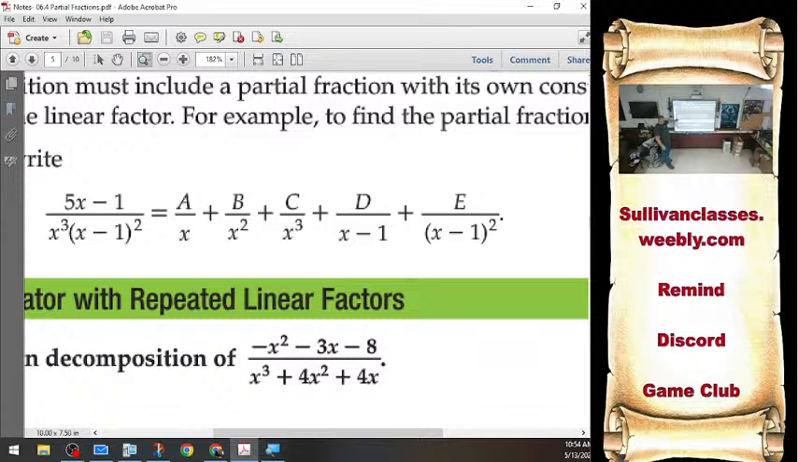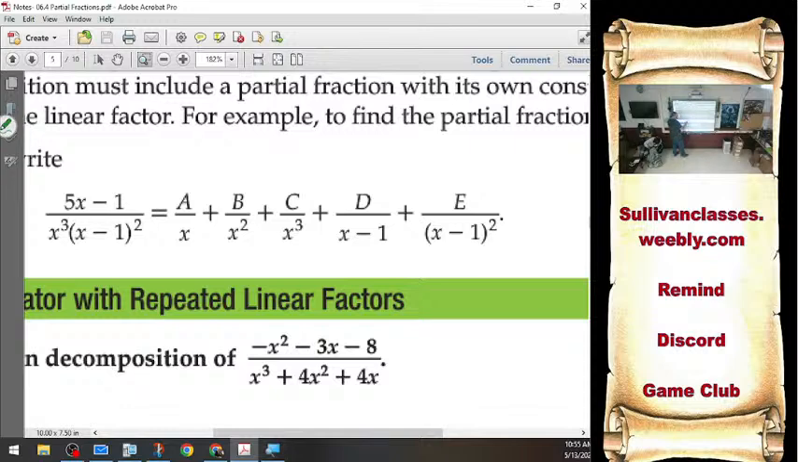If this is x to the third, I need to have x to the first, x to the second, and x to the third. If this is x minus 1 to the second, I need x minus 1 to the first and x minus 1 to the second. Now, do you see where, in that example, this is about to get huge?